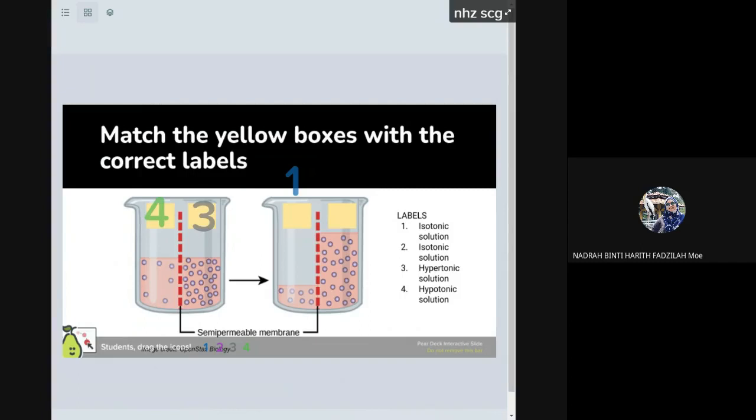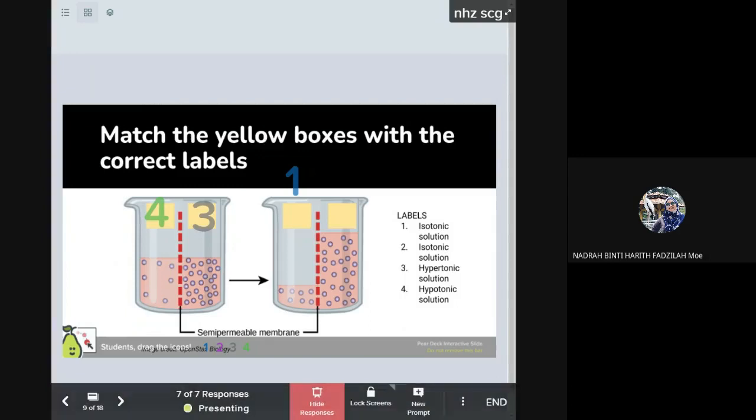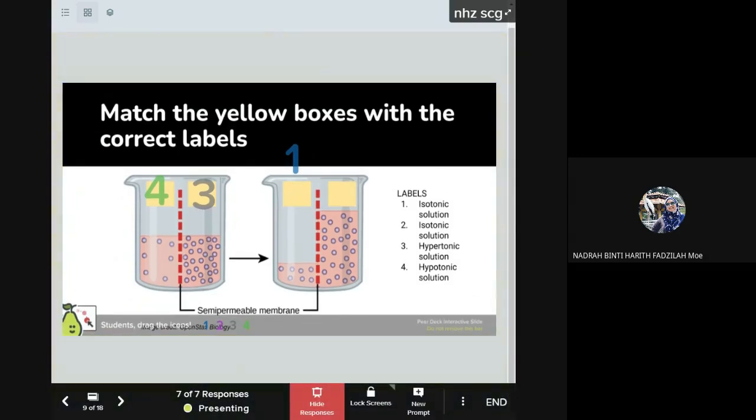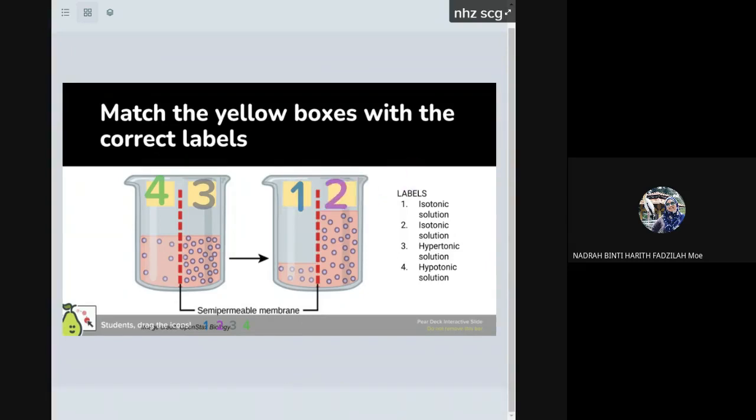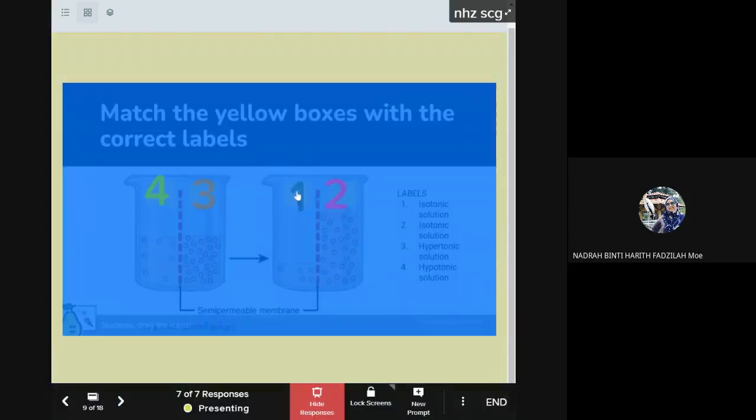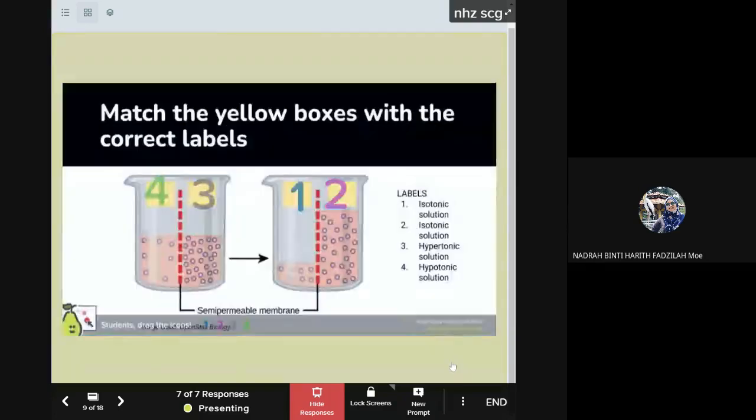Istilah yang tepat yang sepatutnya kita guna ialah water potential. 4 has the highest water potential whereas 3 has the lowest water potential. So number 1 dan number 2 nak guna untuk label mana-mana pun boleh, nak buat kiri kanan boleh, because both of it refers to the same term which is isotonic solution.